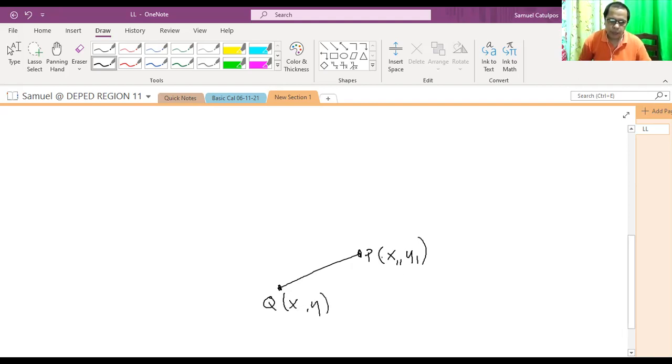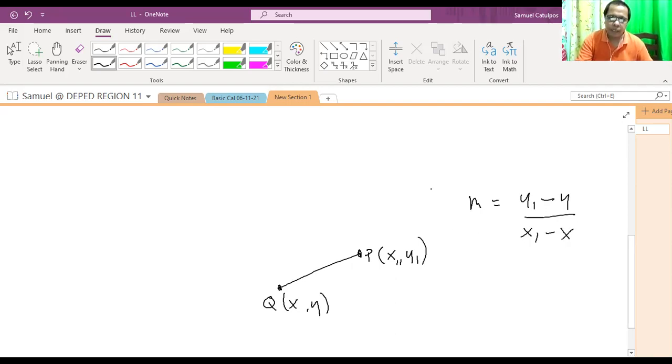Ana no? So kani siya makuha nimo ang slope because we all know that slope is just equal to y sub 1 minus y over x sub 1 minus x. Okay, this is the slope.